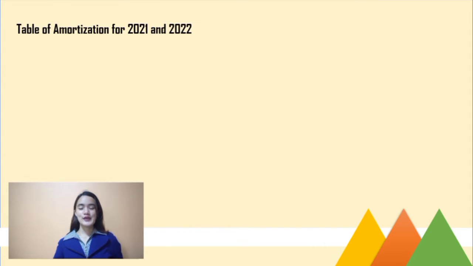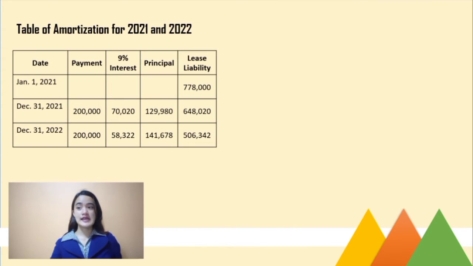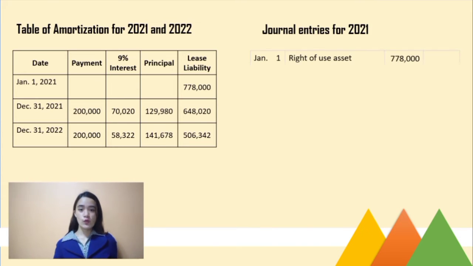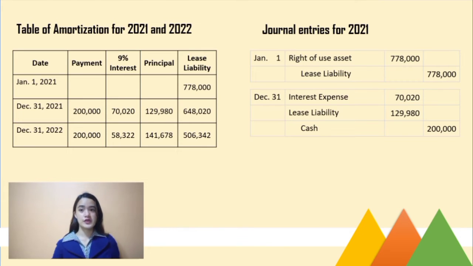Ayan. So ngayon, punta tayo sa journal entries for the year 2021. Nasa left side pa rin natin si table of amortization para magamit natin as guide. So on January 1, we will debit the right of use asset or yung ROU natin with the amount of 778,000 and credit it to the lease liability with the same amount. On December 31, on the same year, we will debit the interest expense of 70,020 pesos and credit the cash payment with the amount of 200,000 pesos. So, ang difference nila will be debited on the lease liability with the amount of 129,980 pesos.